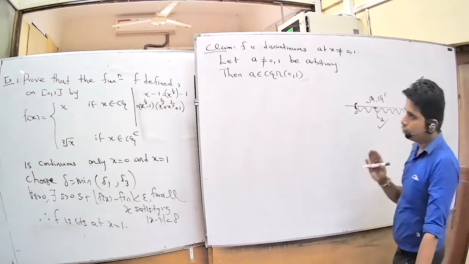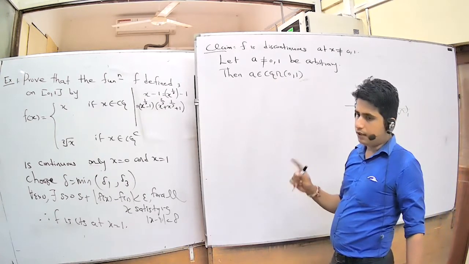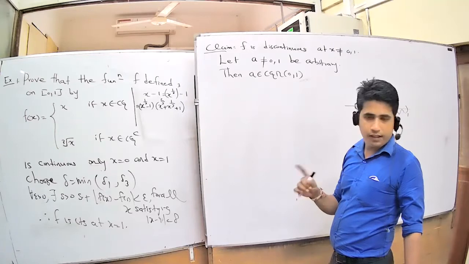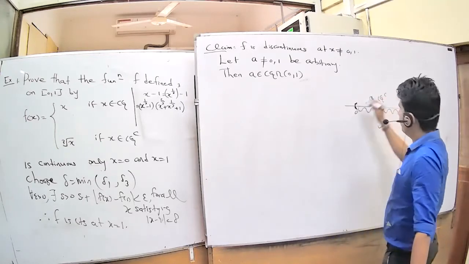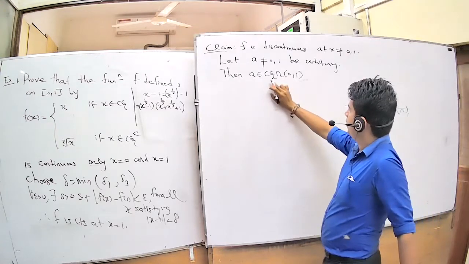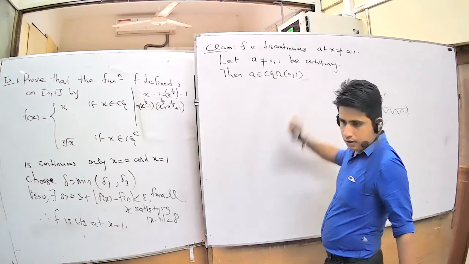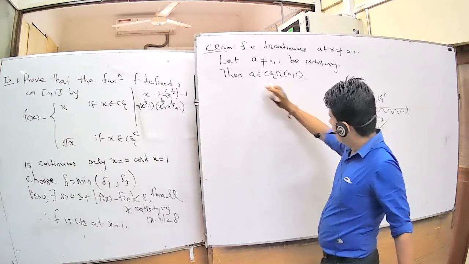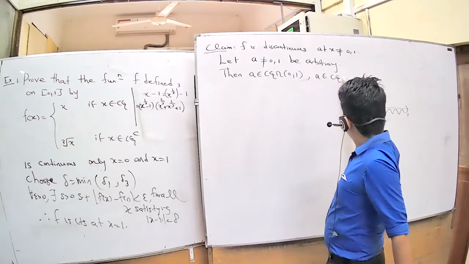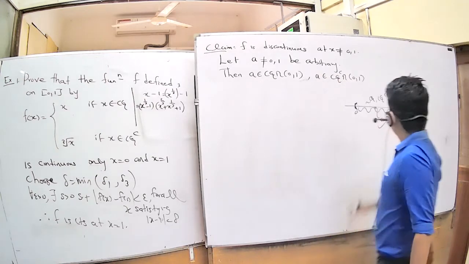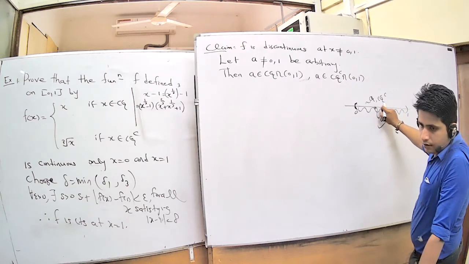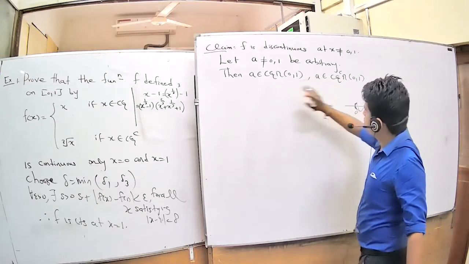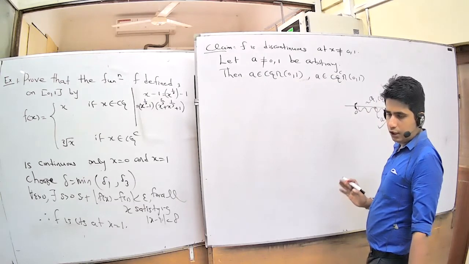Understand? Because they asked to prove only for 0 and 1, but they already gave the interval. In that interval, you want to check that the other points are discontinuous. Only 0 and 1 are continuous; other points are discontinuous. That's why we take this set, rational numbers intersection (0, 1). That is one case. Another case: a belongs to the irrational numbers (rational complement) intersection (0, 1), because irrational numbers are also there. We want to check these two cases. In both cases this function is discontinuous. That is your claim.